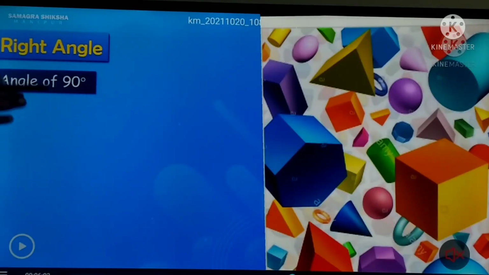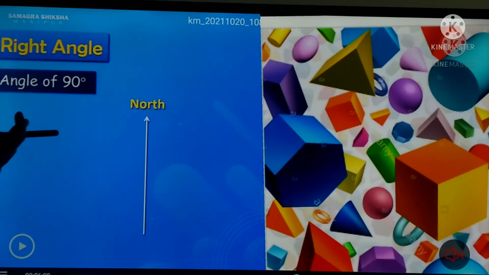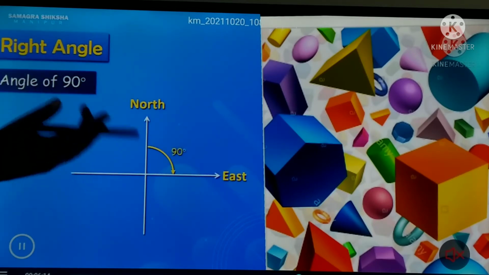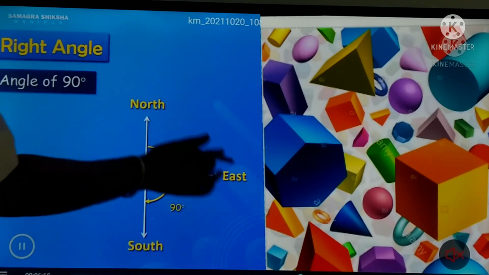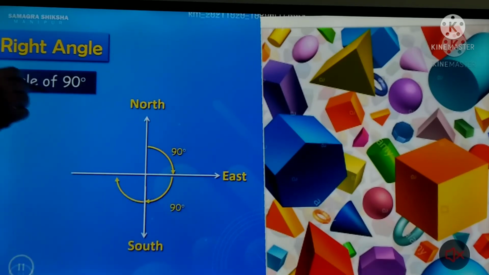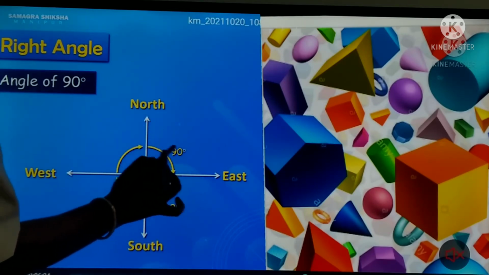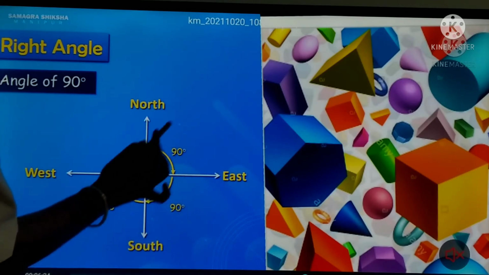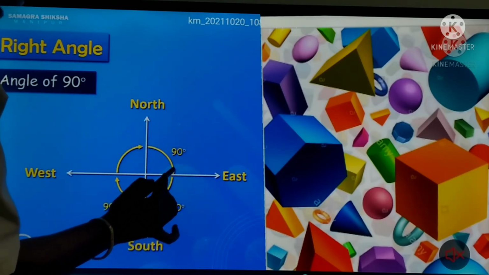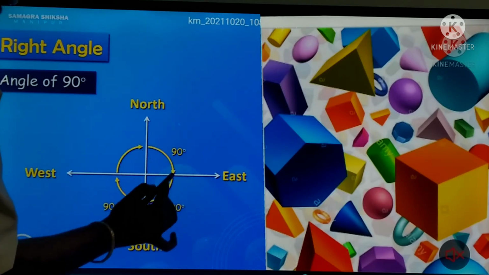The next one, we already studied about the types of angles, right? So here the first one it is a right angle. Right angle means the angle of exactly 90 degree. And also you have heard about directions in geography. Yes, we have 4 main directions. What are they? Yes, east, west, north, south. Here north, east, south, west. So here you can see from north to east, if you turn north to east in clockwise, what is that angle? It is 90 degree, right? It is a right angle.